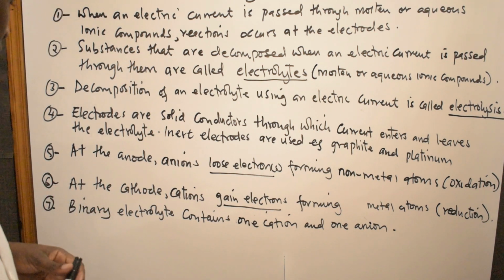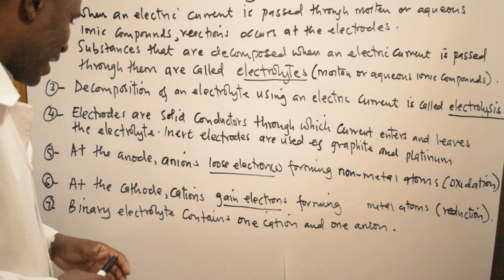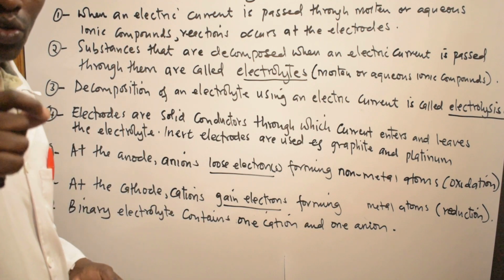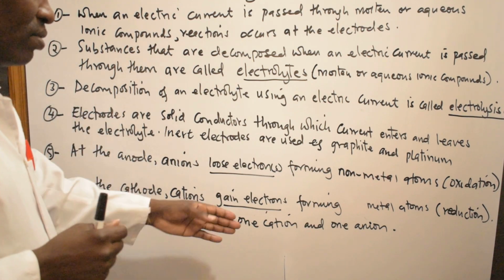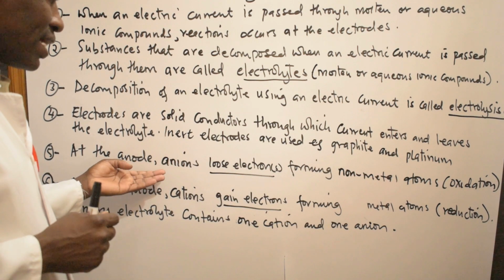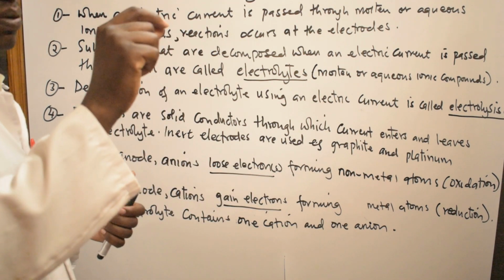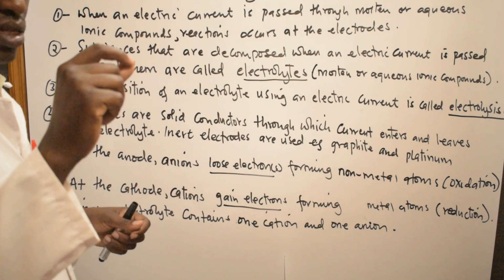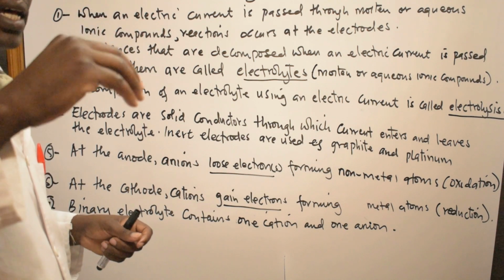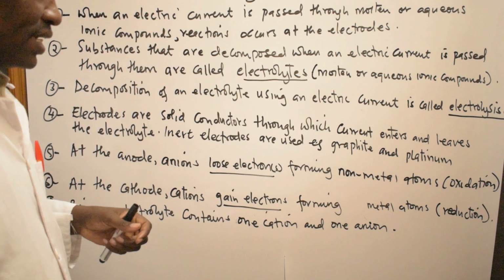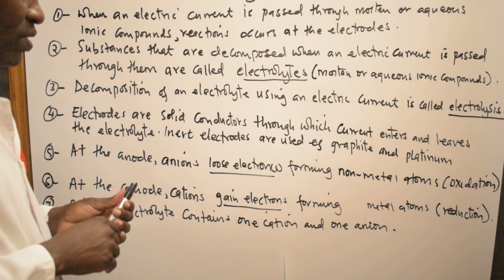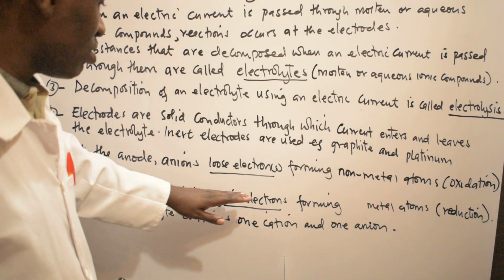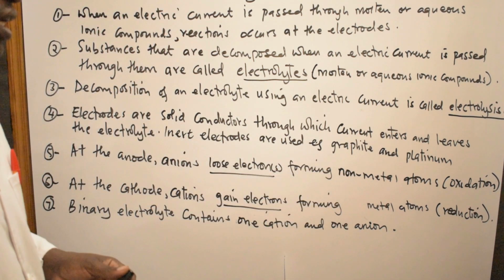Then point number 5, at the anode, very important here. At the anode, anions lose electrons. And when you're writing the half equations at the anode, for a non-metal like bromide, not minus an electron, no. Put the electron on the right side, so that you're going to have a plus. I think we can identify what we just mentioned there. So at the anode, anions lose electrons, and they are going to form the non-metal atoms.